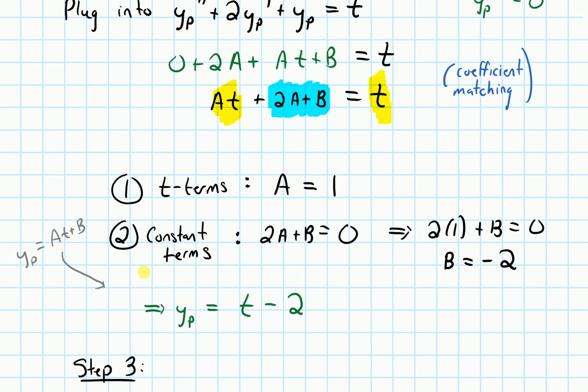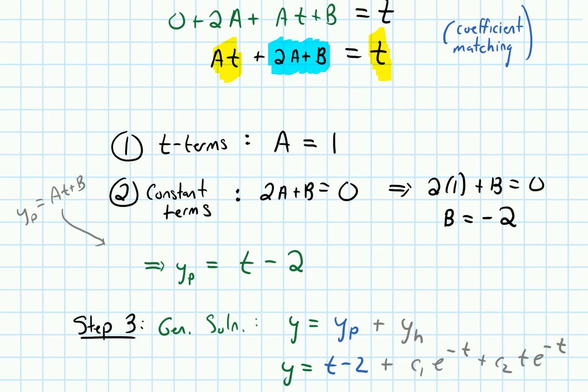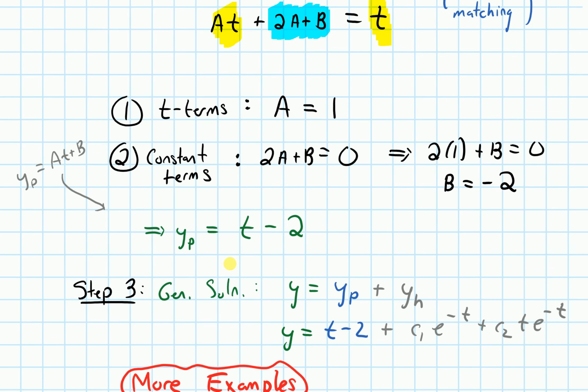So we are now ready to write down the general solution, and this is the last step. The general solution will have the form y equals y p, our particular solution, plus y h, the homogeneous solution. So y equals, our particular solution was t minus 2, that's what we just got. The homogeneous solution, we had written that down earlier. It was c1 e to the negative t plus c2 times t e to the negative t. It was the same homogeneous solution for both of our examples.